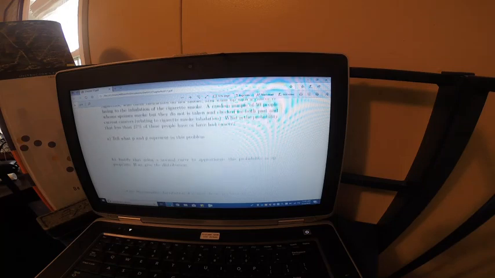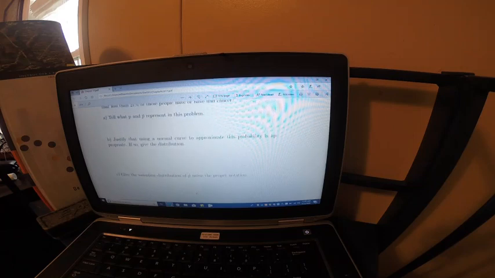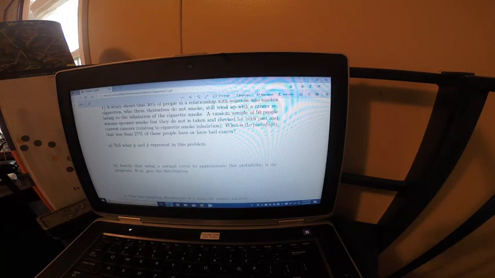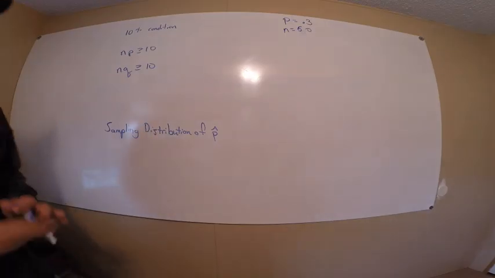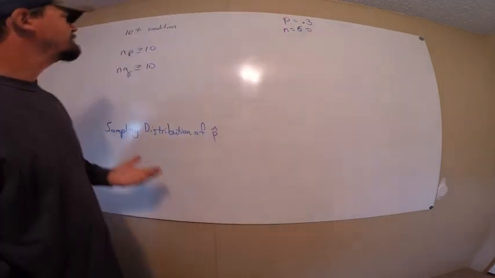Alright, now here's where we can go to the board. Part C says give the sampling distribution of P hat using the proper notation. We'll do that as well. Let's go to the board real quick and put this up. Alright, so we've got that our P is 0.3, our N is 50.